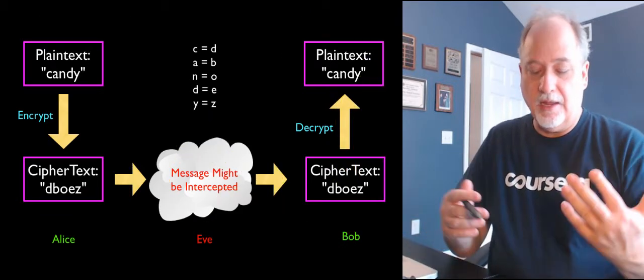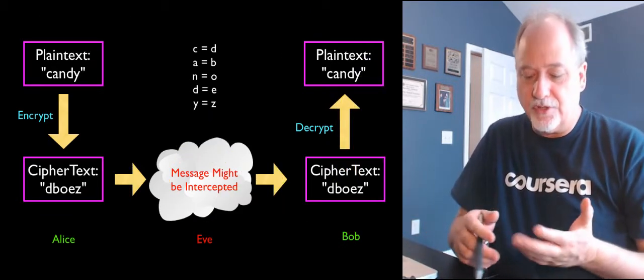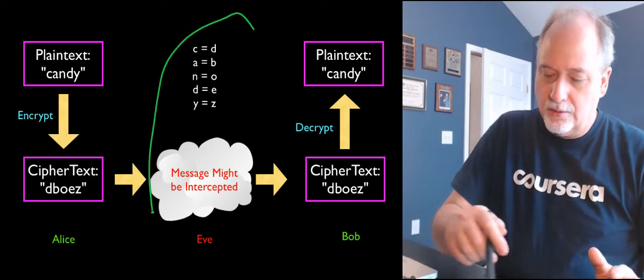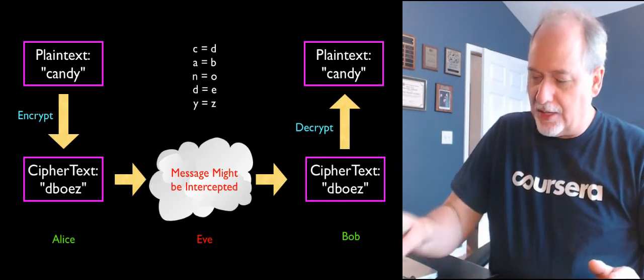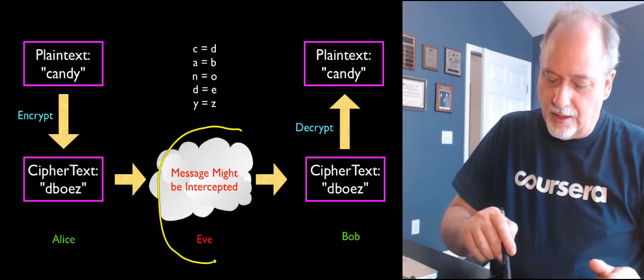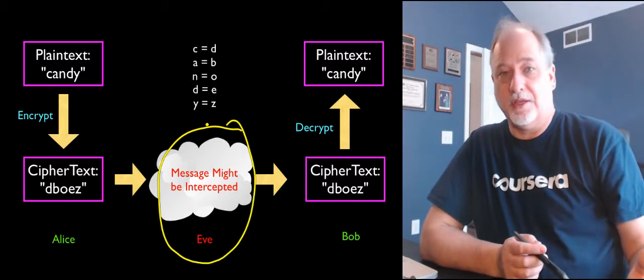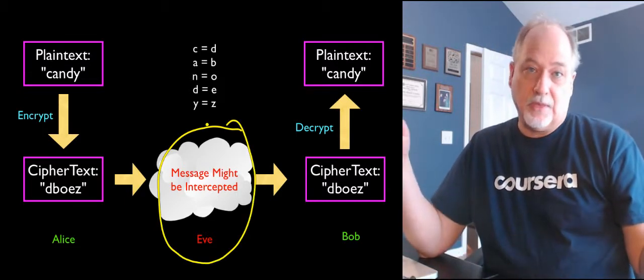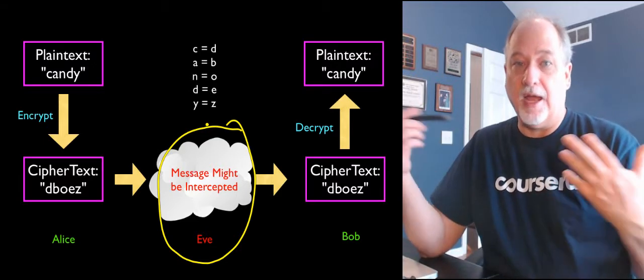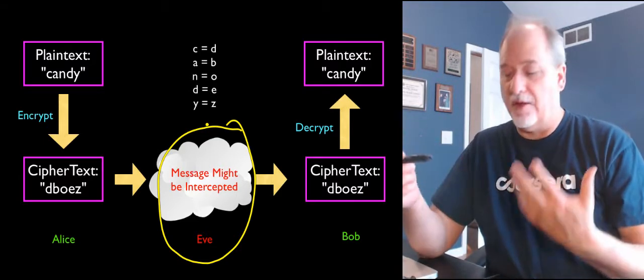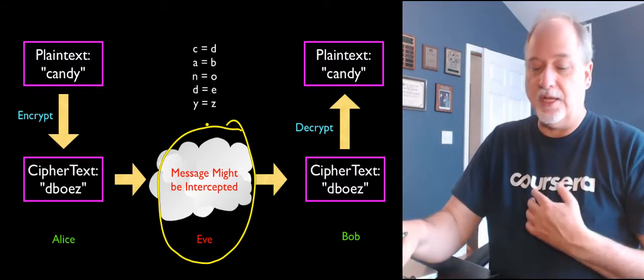And so Eve's problem is, Eve is not given the key. Eve is given the ciphertext and nothing else, and she must, like Bletchley Park, derive whatever it is. Derive the key, derive the plain text, whatever it is. That's Eve's goal.